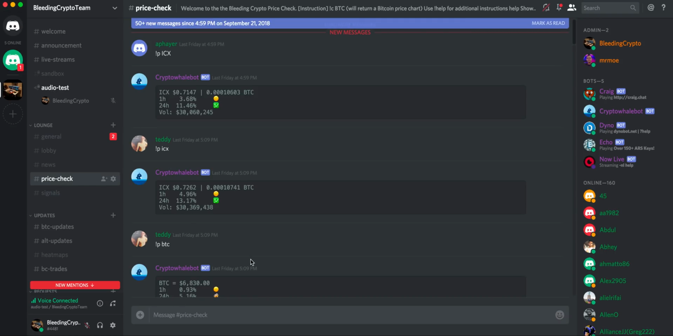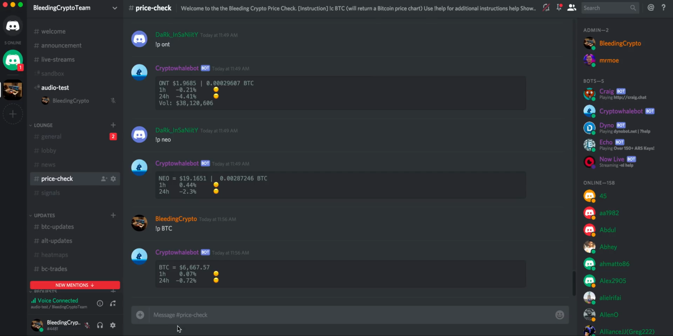So the way this works is if you want to quickly find the price of something, all you do here is you put an exclamation point, you put P, and then you can put something like BTC and then enter, and that's going to give you the price check for that coin that you just entered.